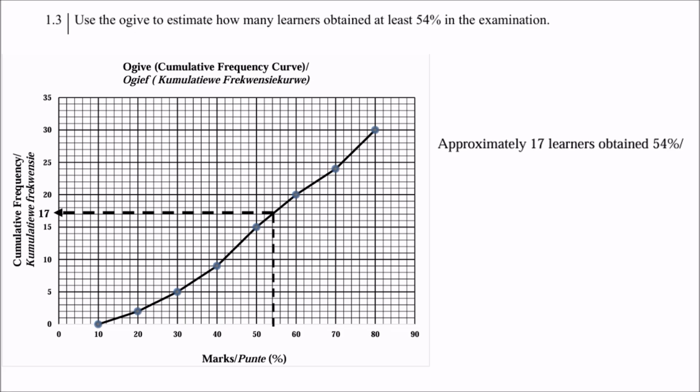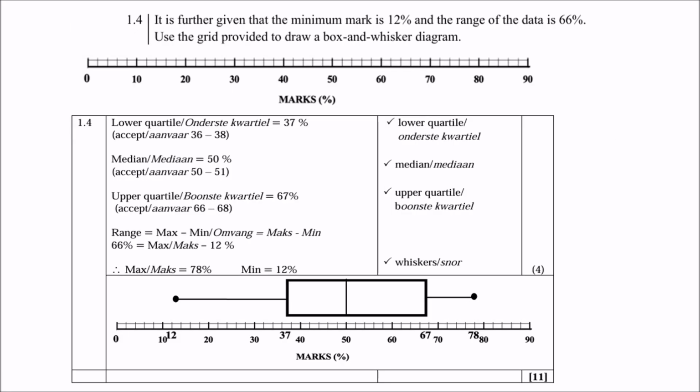Question 1.4, it is further given that the minimum mark is 12%. So now they tell you the minimum mark is 12%, and the range of the data is 66%. Right. So to draw a box and whisker diagram, you know you need the maximum value, you need the minimum value, you need the lower quartile, you need the median, and you need the upper quartile. So again, people, go and do your research. You've done it in grade 10 and 11 if you have forgotten.